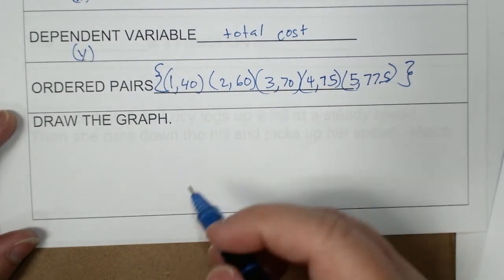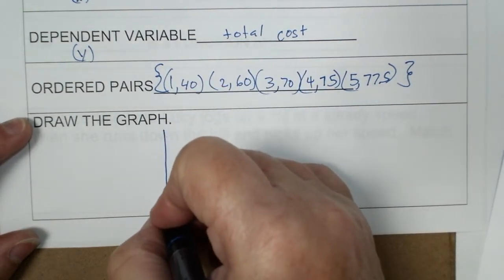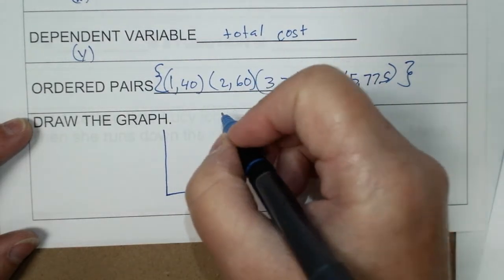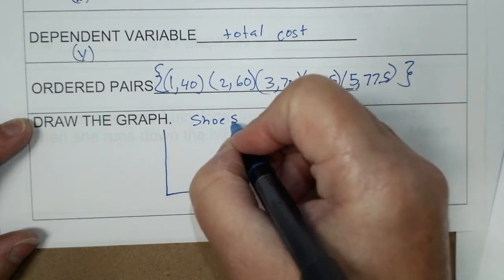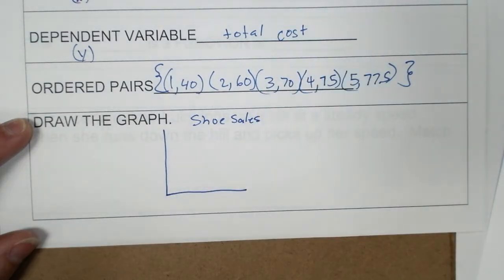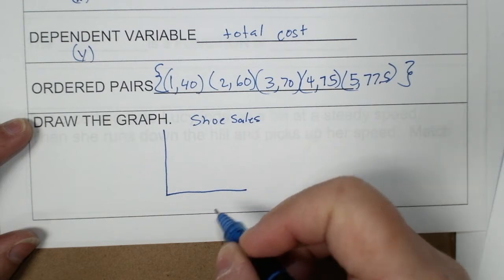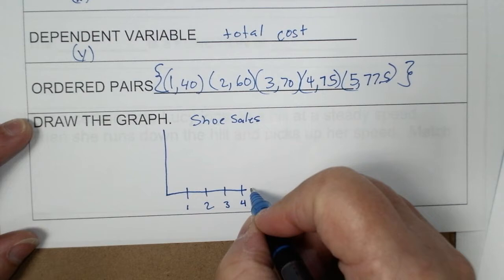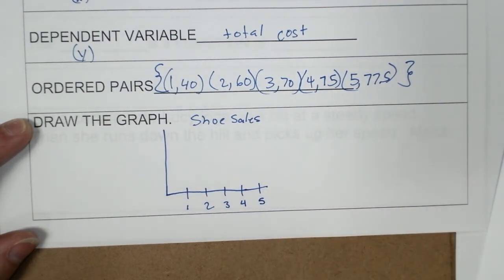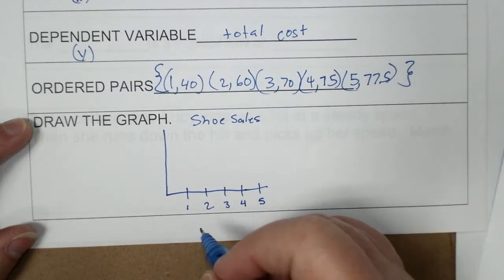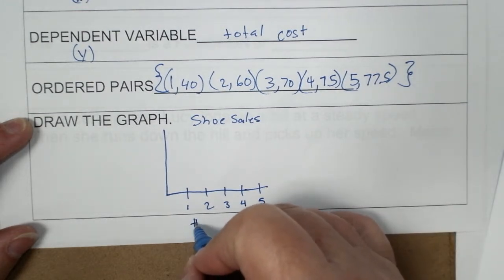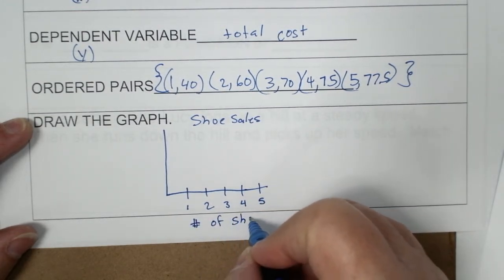Draw a graph. Make sure you have some information on your graph. Okay, make sure you have a title. So we're going to say shoe sales. Make sure you have axes and you label your axes. So I go 1, 2, 3, 4, 5. Make sure you have your title. So this would be number of shoes.